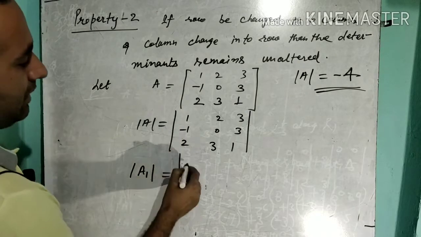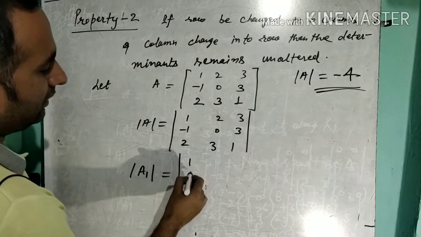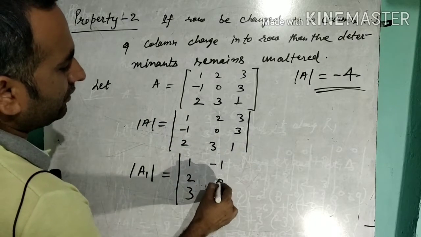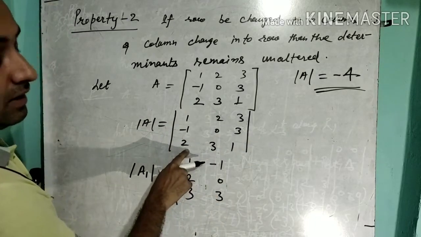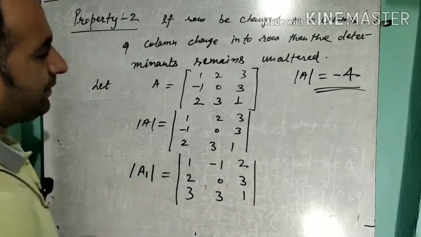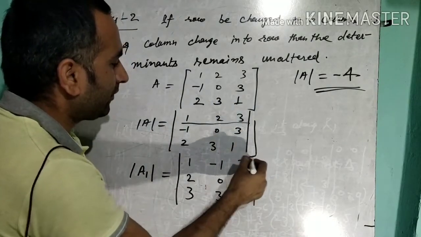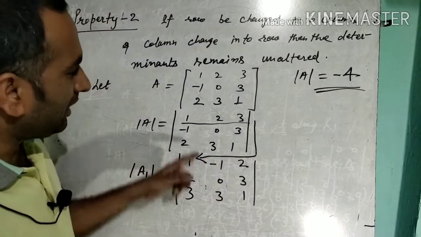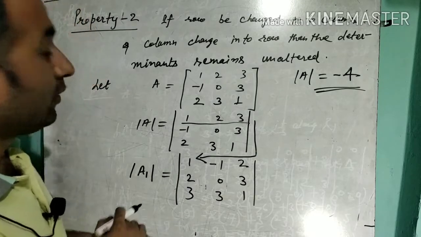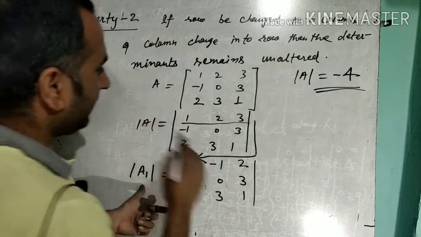After interchanging, all the elements of the first row, 1 2 3, will convert into the first column, and now the second row, -1 0 3, will convert into the second column, and the third row will convert into the third column, 2 3 1. Similarly, I have done this with all the entries of rows and columns. Now tell me, what is the value of this determinant? Check it, what is the value?